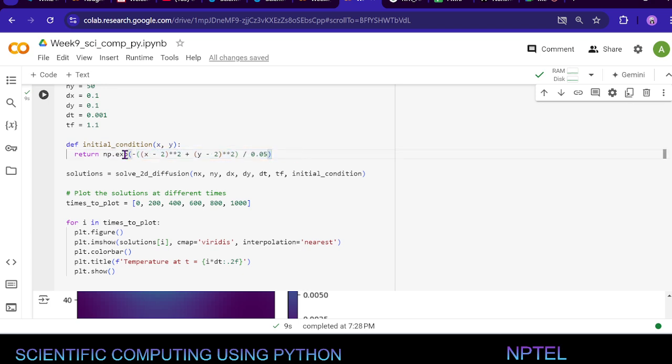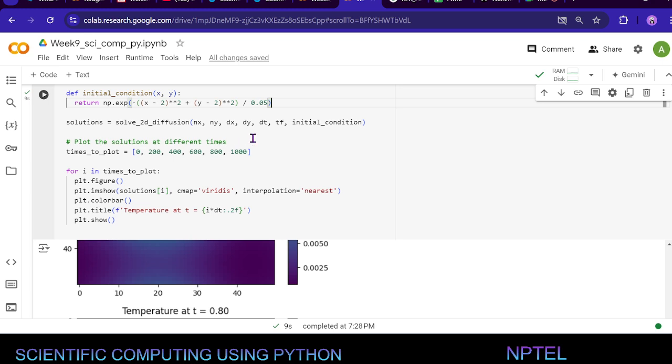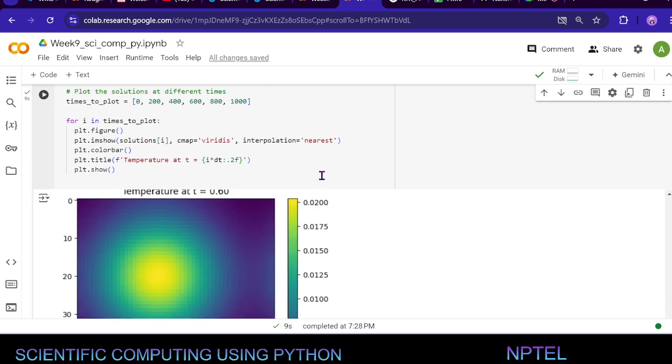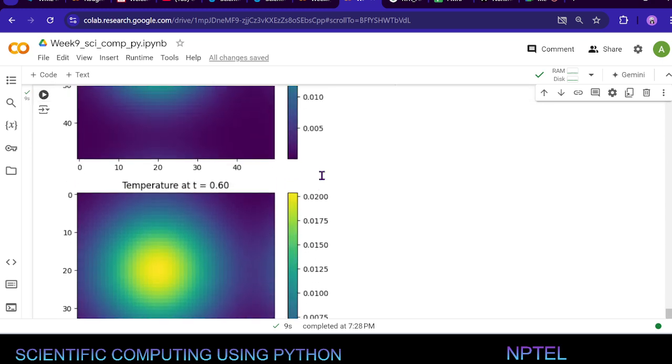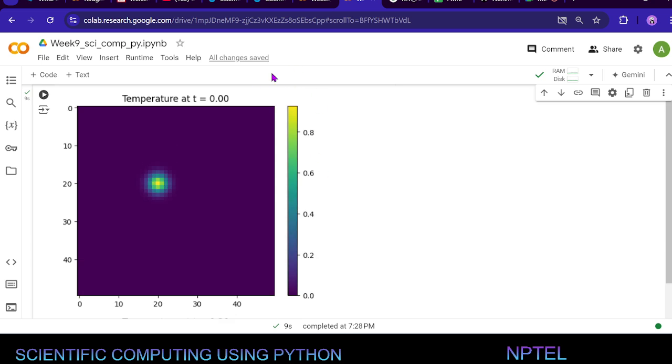The initial condition is some Gaussian profile, so np dot exponential, and this is the mean in x direction, which is 2. So it is centered at x is equal to 2 and y is equal to 2, and this is your variance, right? 2 sigma square. So it is centered at 2 comma 2, and so let's look at it.